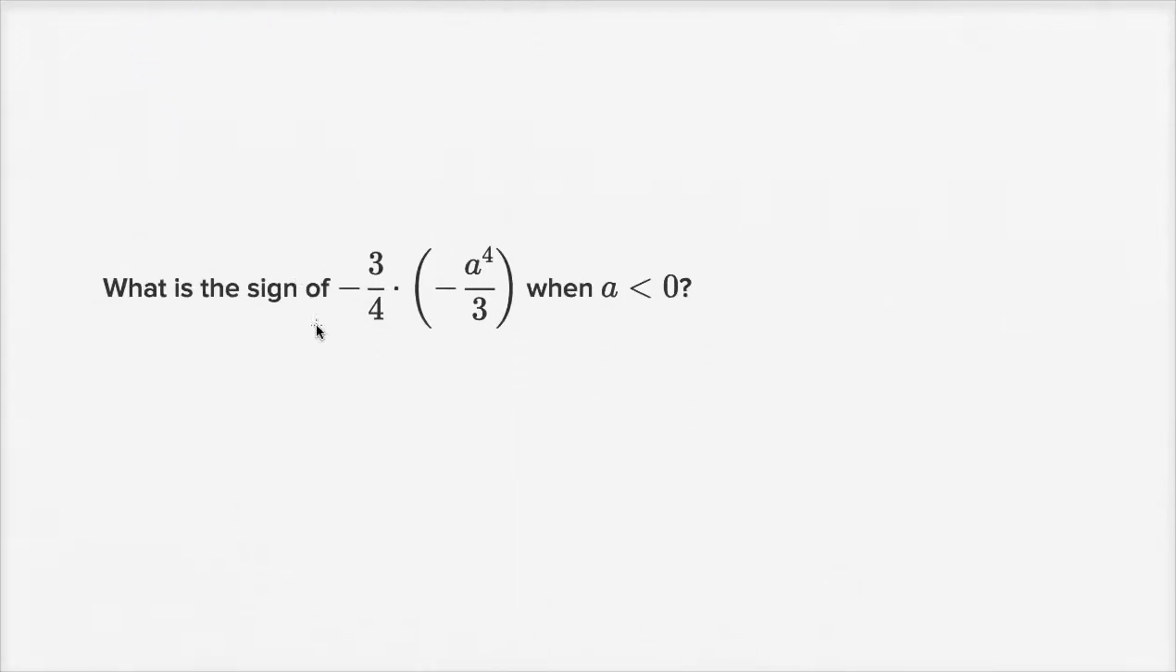All right, let's do another one. What is the sign of negative 3/4 times negative a to the 4th over 3 when a is less than 0? So they're telling us that a is negative. So a is negative. So right over here, I have a negative number to the 4th power. So it's a times a times a times a.